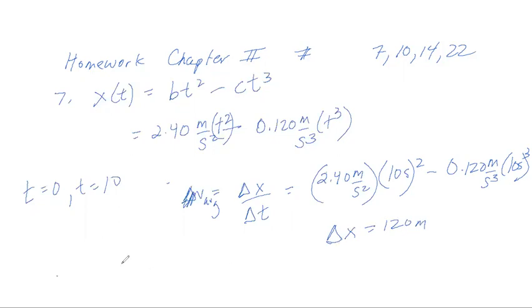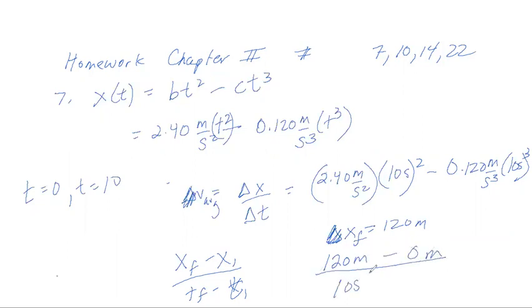All right, so now we have x final minus x initial over t final minus t initial. So we've got 120 meters minus 0 meters divided by 10 seconds minus 0 seconds. And we're going to get 12.0 meters per second. And that is A.